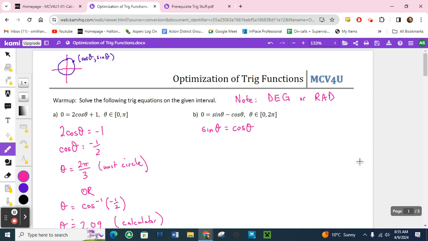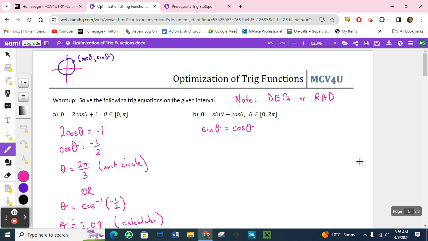Can you find a couple of angles where the x value in the unit circle is the same as the y value in the unit circle? Anybody find one or two even? Jacob, you got one or two? So Jacob has just solved this equation, at least between 0 and 2 pi. But that doesn't always work, but that's great.